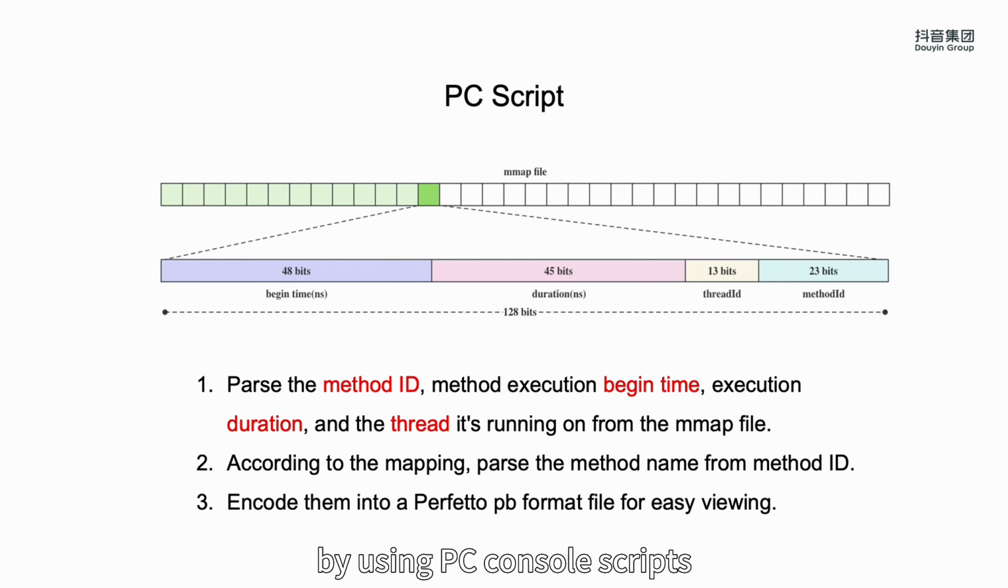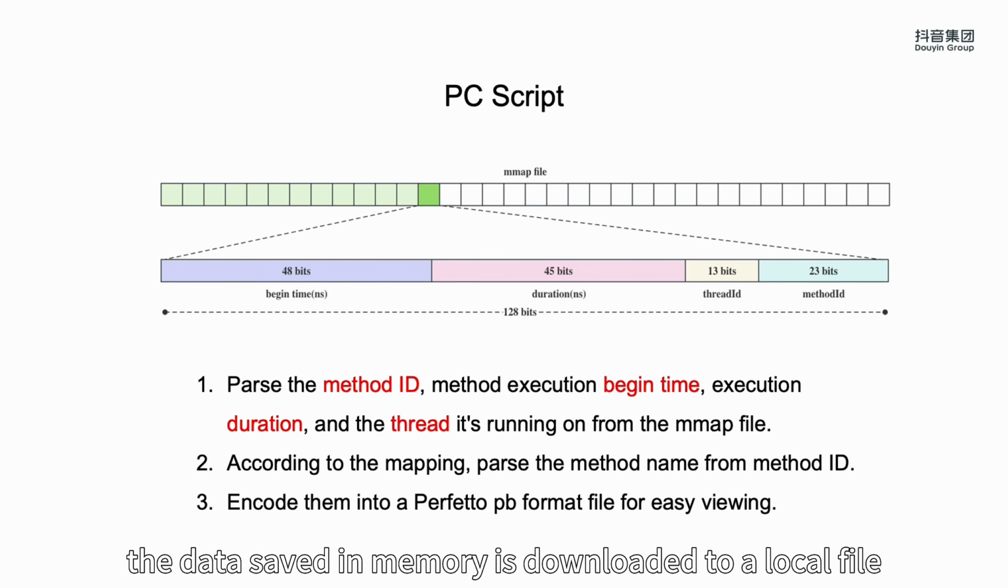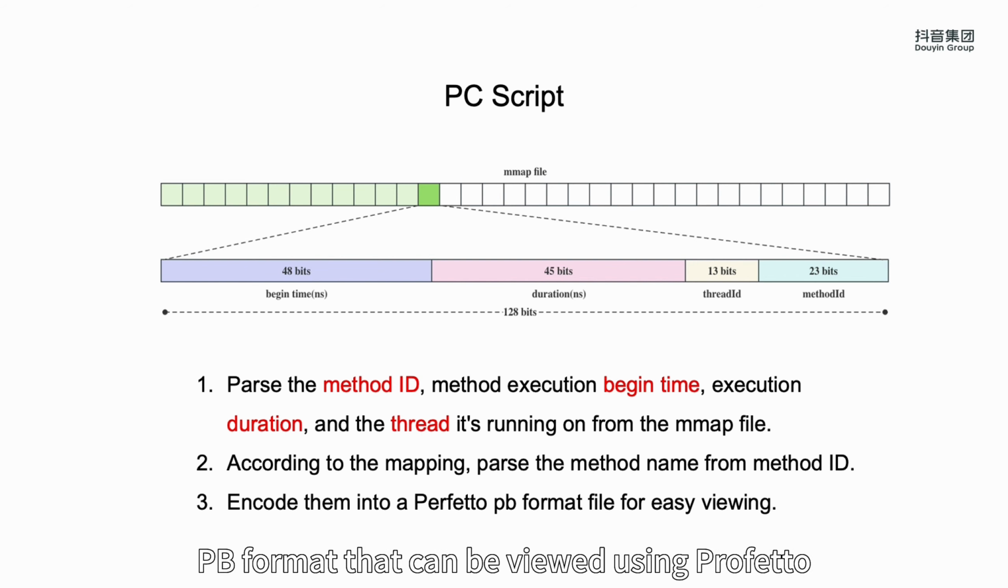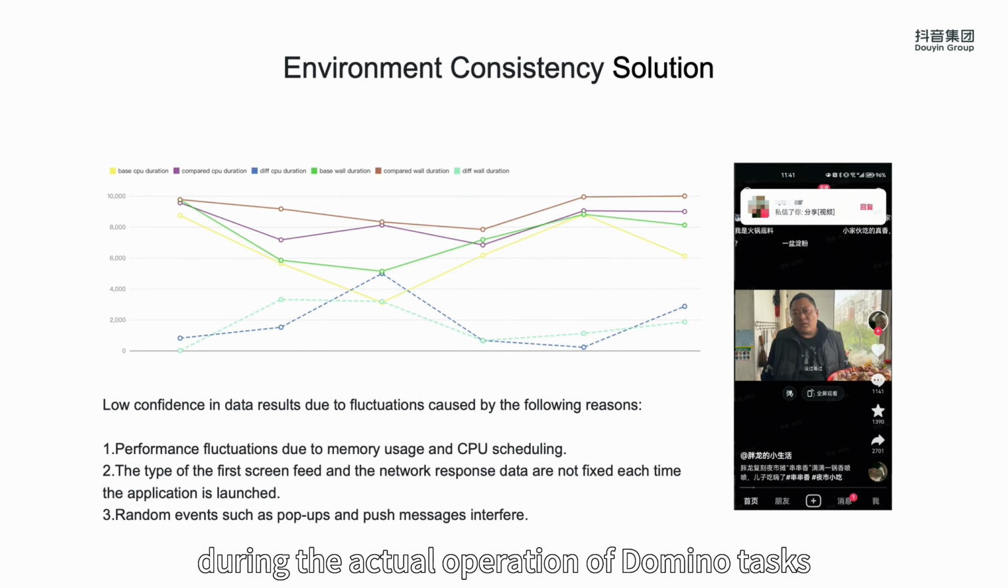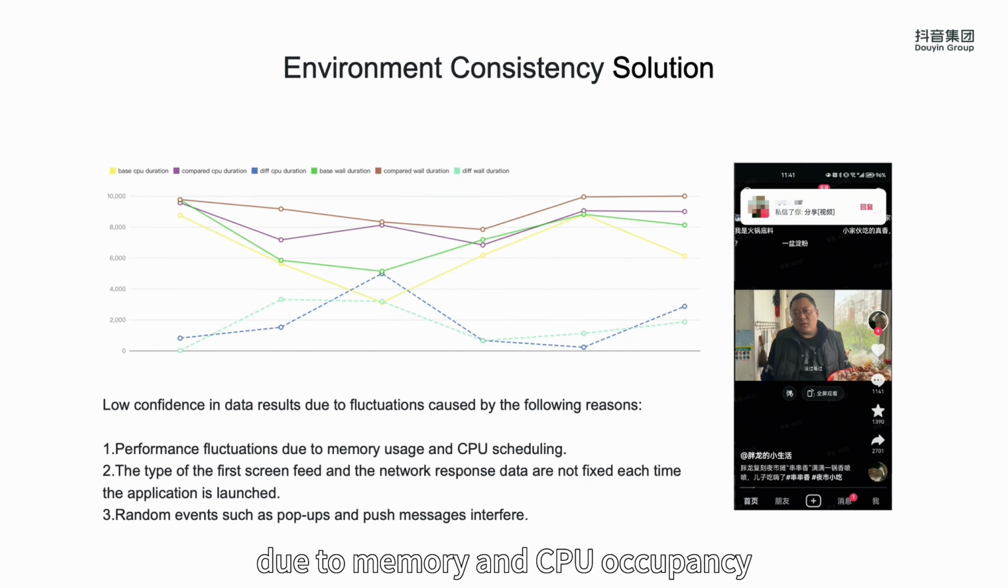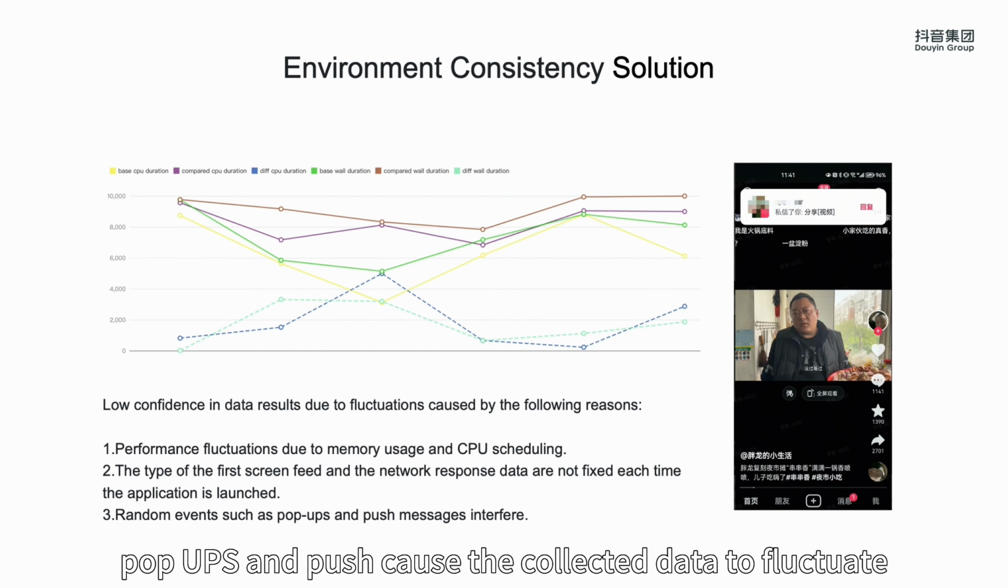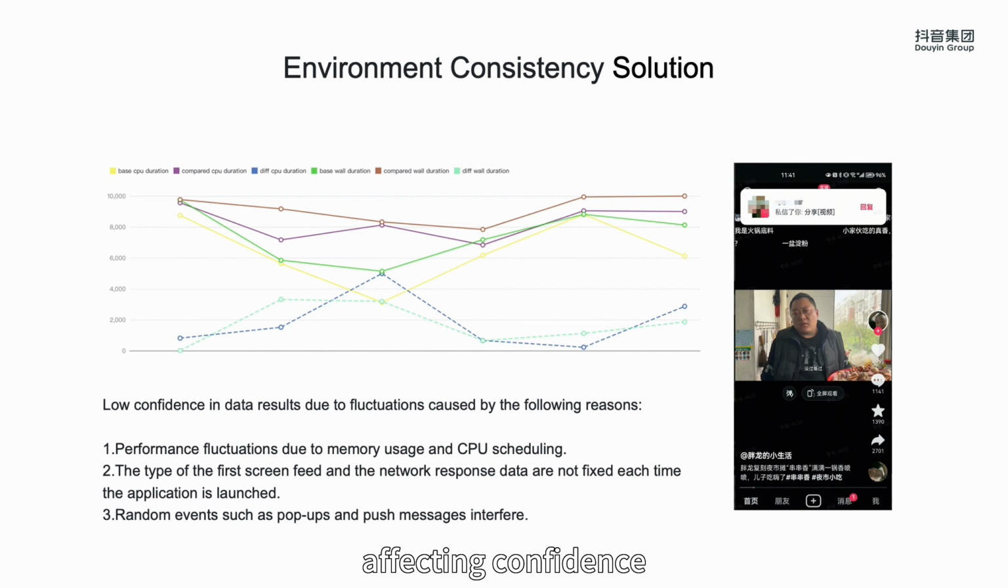By using PC console scripts, the data saved in memory is downloaded to a local file and generates a Perfetto PB format that can be viewed using Perfetto. During the actual operation of Domino tasks, due to memory and CPU occupancy, network response data is not fixed, and random events such as pop-ups and push cause the collected data to fluctuate, affecting confidence.